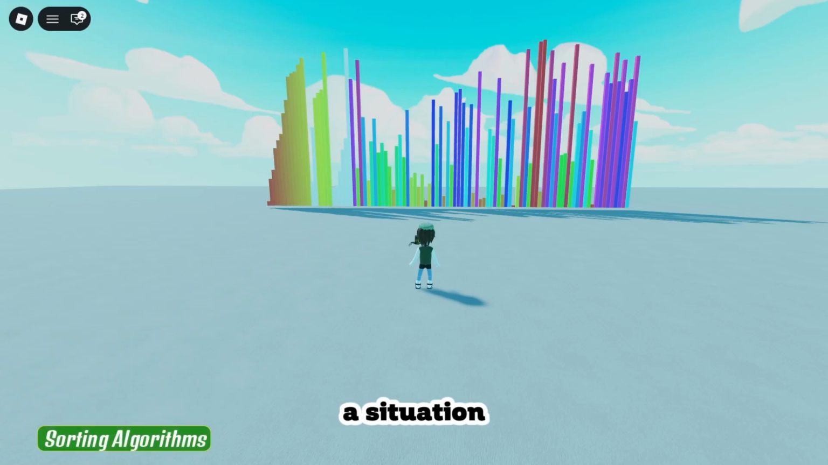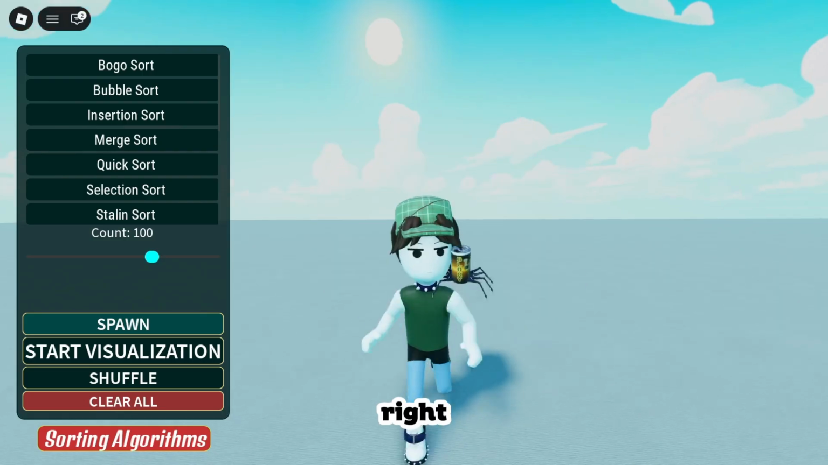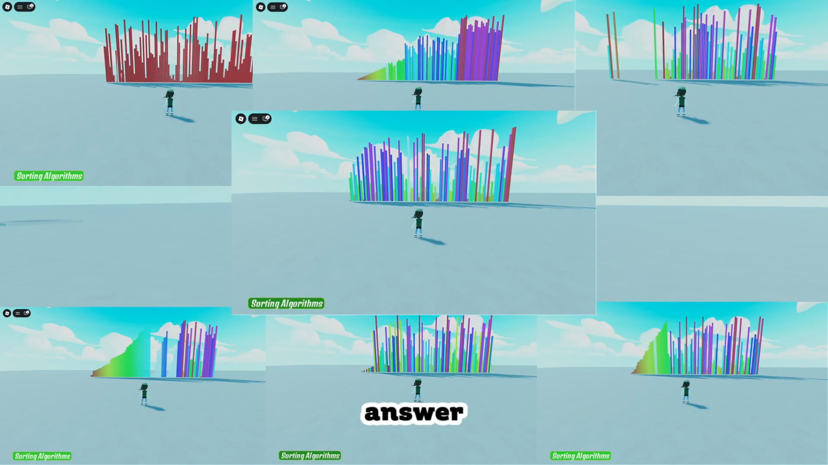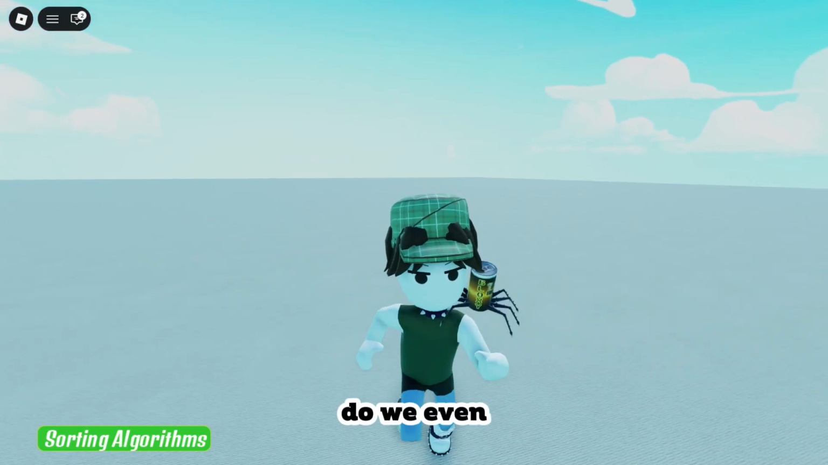Sometimes you run into a situation where you need to sort a massive amount of data fast. Sounds simple, right? Today we compare 7 sorting algorithms, and by the end we'll answer the question, which one is actually the best. But first, how do we even compare them?